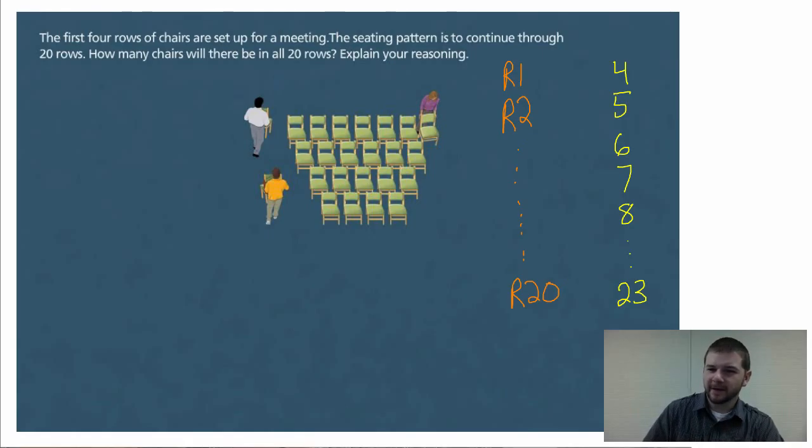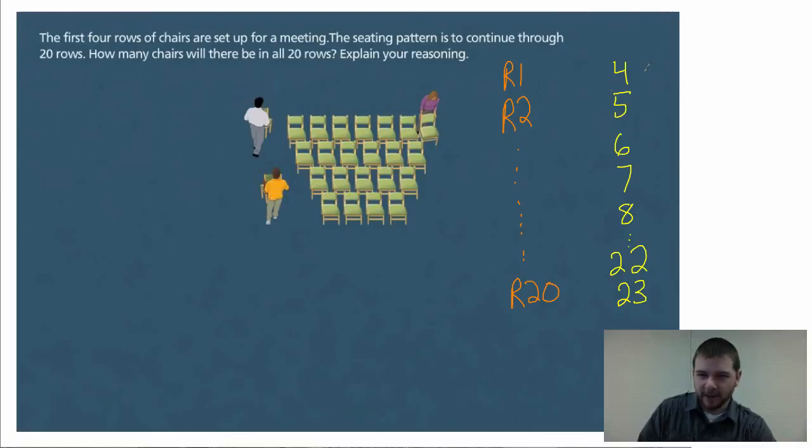And sure, you could add 4 plus 5 plus 6 plus 7 plus 8 all the way through 23, and that would get you through this problem. Even on your calculator, it may not take that long. But let's look for a simpler technique to find the sum, or the total number of chairs available in this meeting. I just added our second to last, or 19th, row's number of chairs. I think you'll see why in just a second.